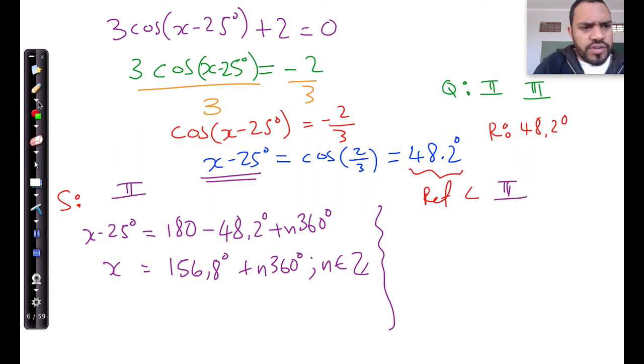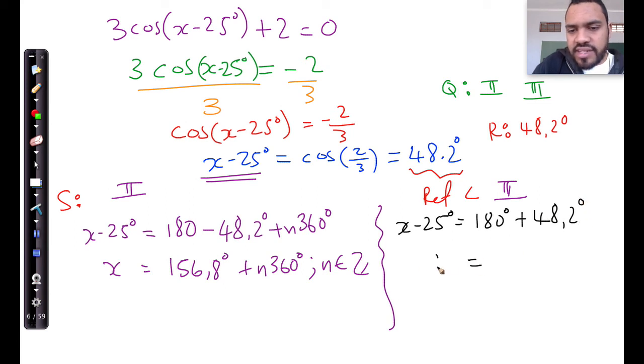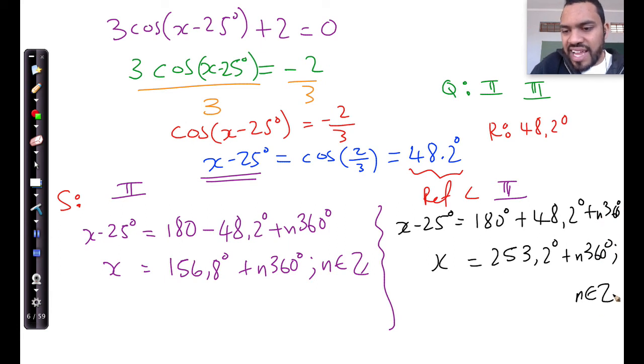When I solve for the third quadrant, let's do it in black. I'm going to say again x minus 25 degrees is equal to the third quadrant's reduction formula, which is 180 degrees plus the reference angle, 48,2 degrees. Let's simplify that. 180 plus 48.2 is 228.2, plus 25 gives me 253 comma 2 degrees, plus n multiplied by 360. And then at the end, I can state the restriction such that n must be an element of the integers.